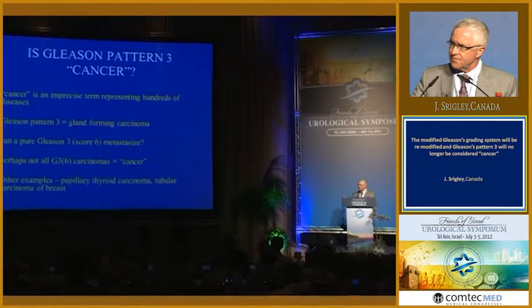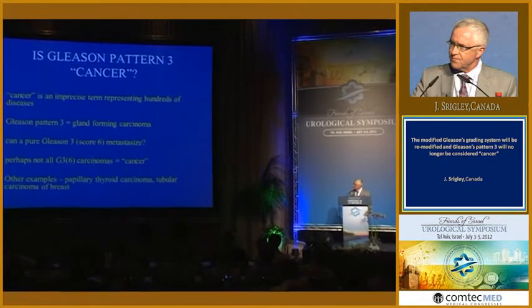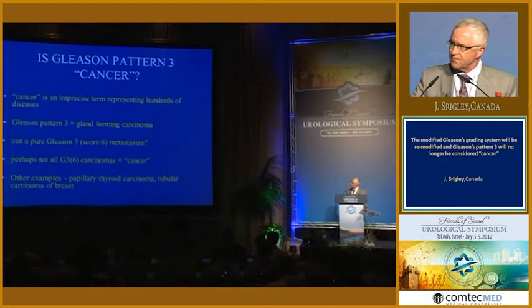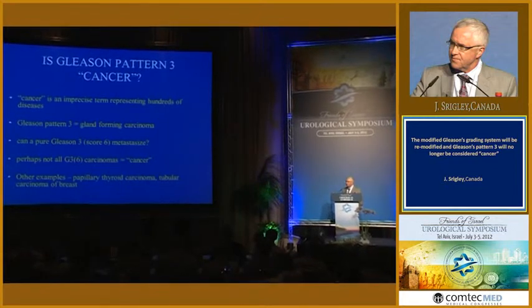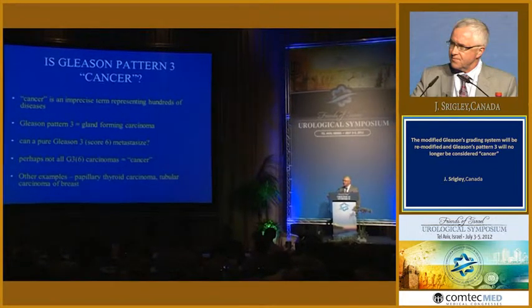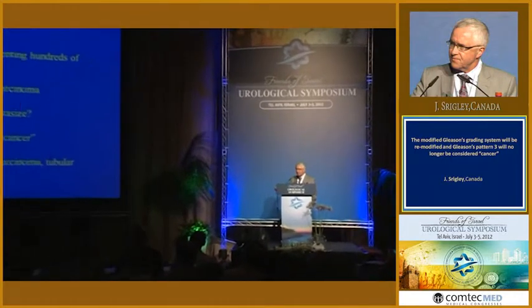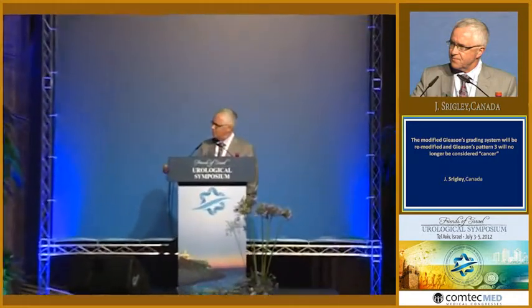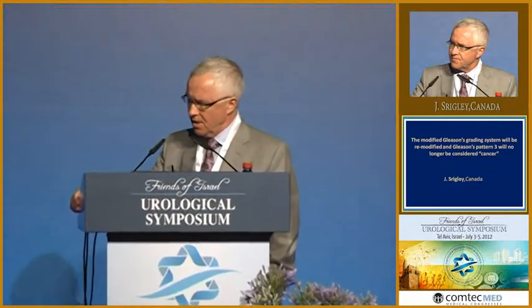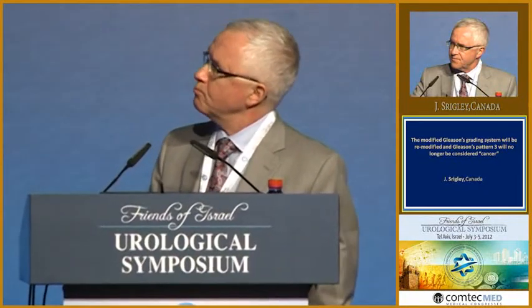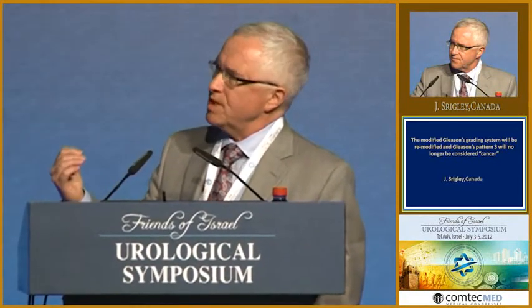And there are other examples like this in the pathology world as well. Some examples such as papillary thyroid cancer, tubular carcinoma of breast. And I think even in the world of prostate cancer, most urologists have an understanding that the T1A situation in a TUR, if you find a small amount of low-grade carcinoma, that's really not a cancer in that sense of the word.